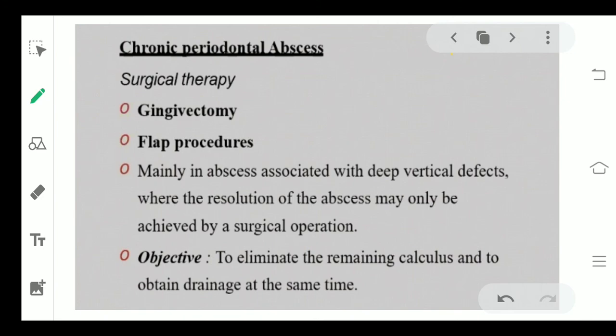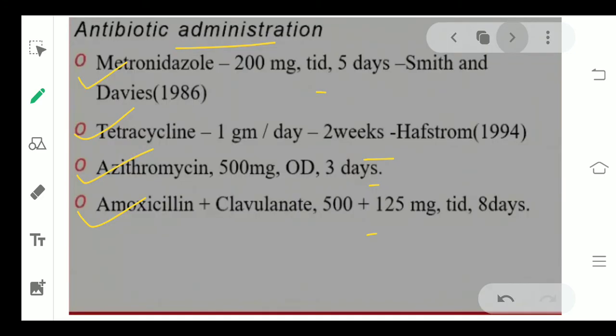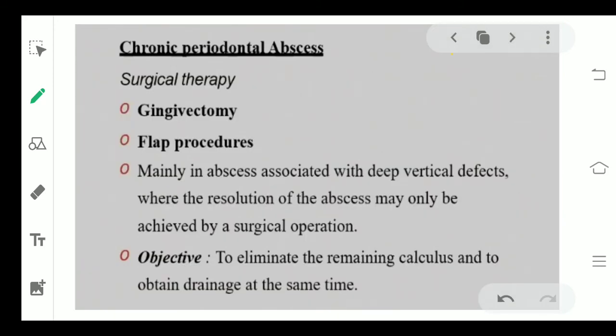Now coming to the chronic periodontal abscess. Right now we discussed the acute case. Now we are talking about what if there is a chronic case of periodontal abscess. In this case, we have to go for surgical therapy. Now surgical therapy has various procedures. Either we can go for gingivectomy or we can go for flap procedures.